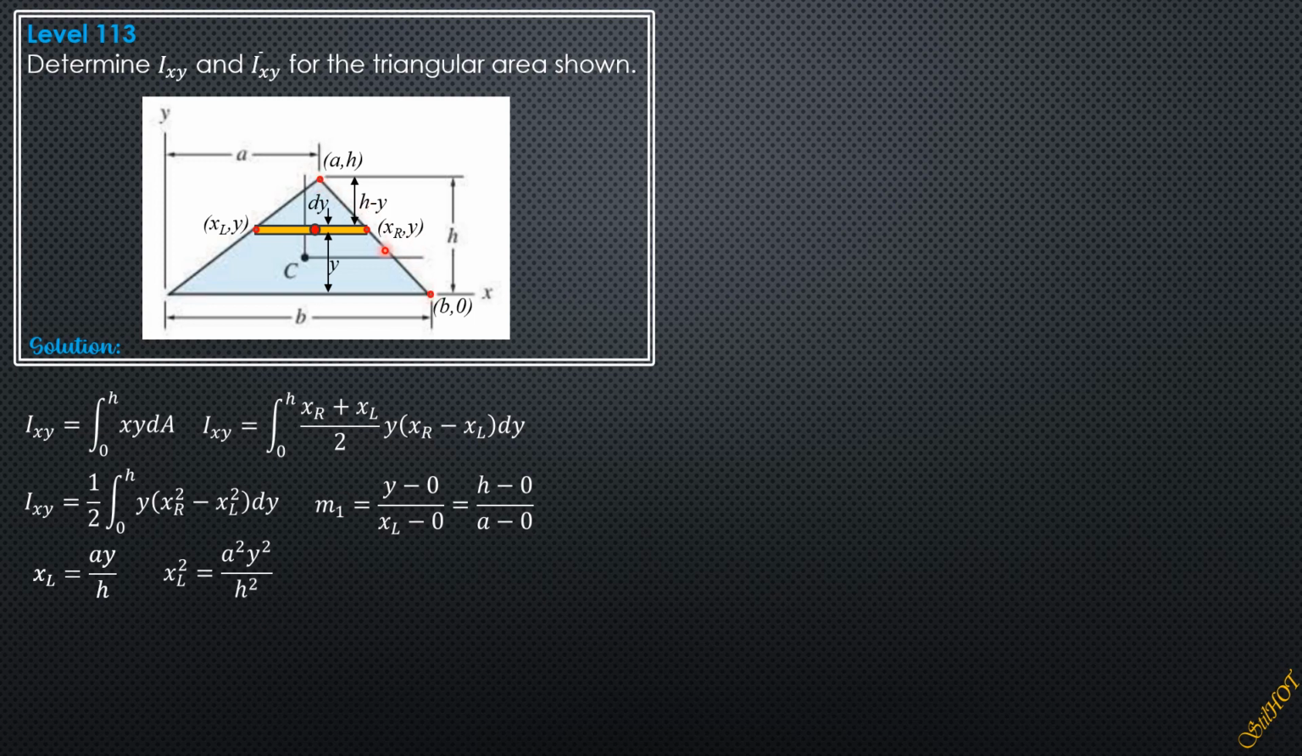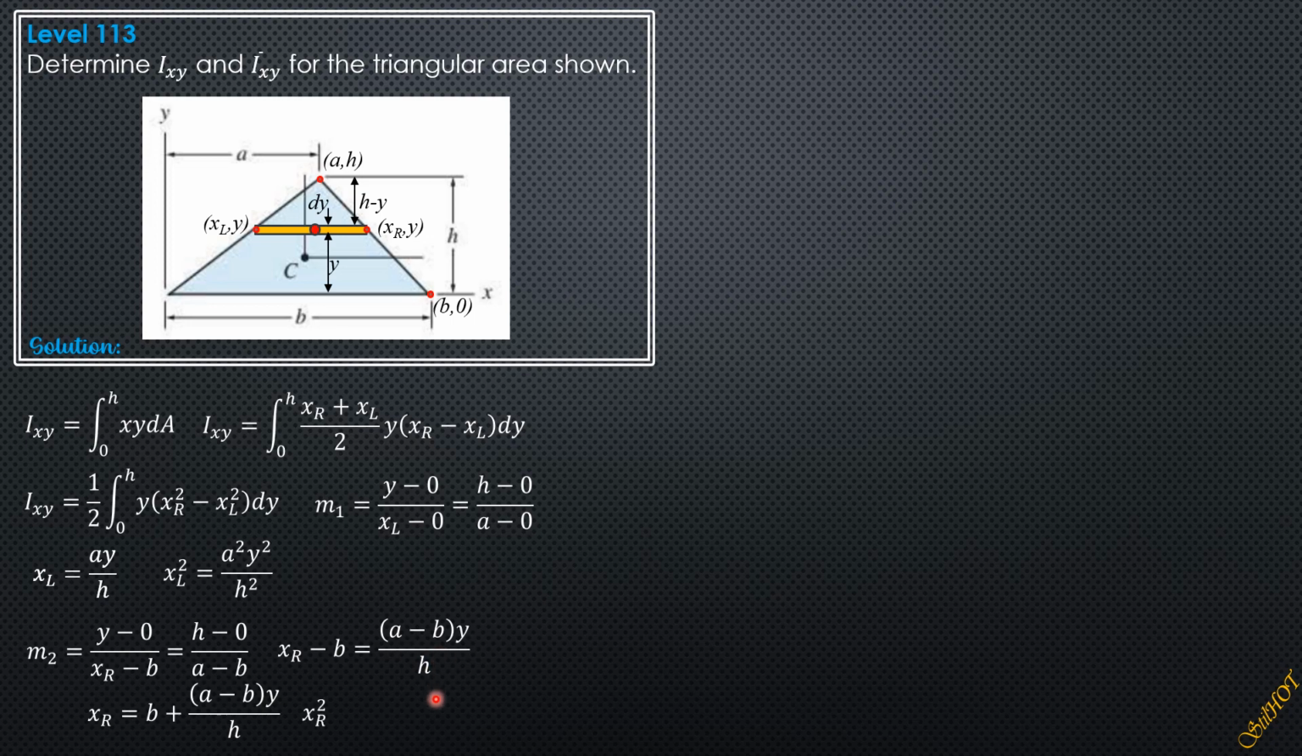Similarly, we call the slope of this side m2, and m2 is upper y minus 0 over right x minus b, and it is equal to h minus 0 over a minus b. Simplifying, xr minus b equals quantity a minus b times y over h. Transposing b to the right, xr equals b plus quantity a minus b times y over h.